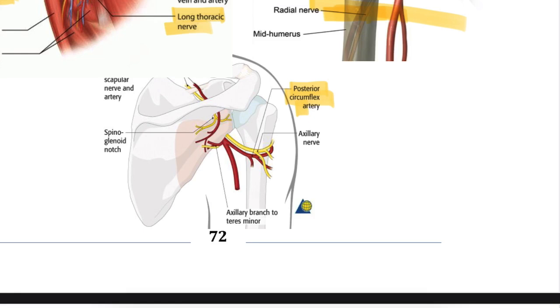This is the quadrangular space, and this axillary nerve and posterior circumflex artery are going to the back of the humerus. Okay, so here is the clinical importance: if any fracture happens in the surgical neck of the humerus, then we can see deltoid paralysis and loss of arm abduction in this patient.